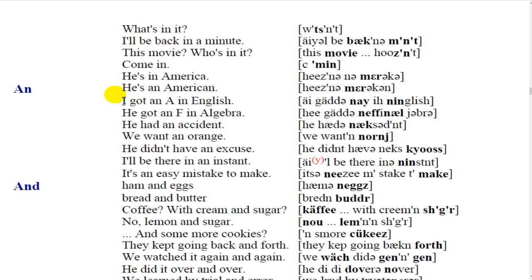N. He's an American. I got an A in English. He got an F in algebra. He had an accident. We want an orange. He didn't have an excuse. I'll be there in an instant. It's an easy mistake to make.